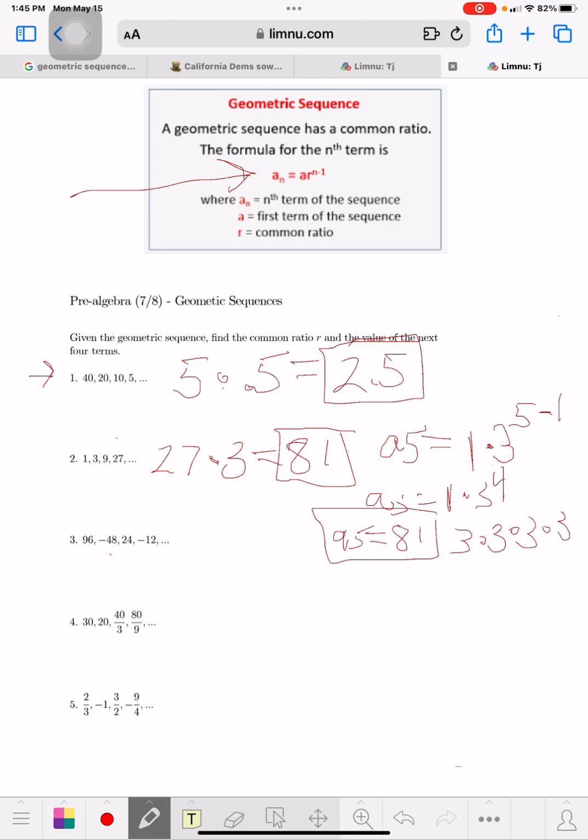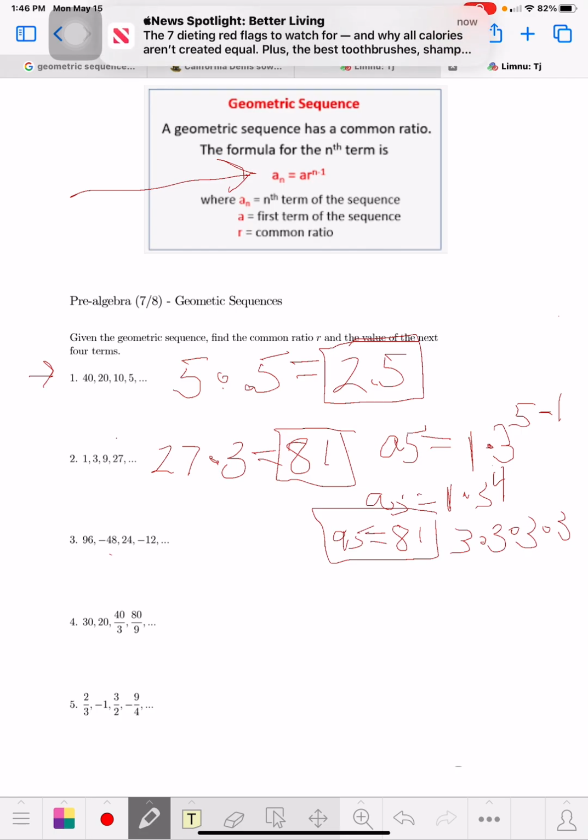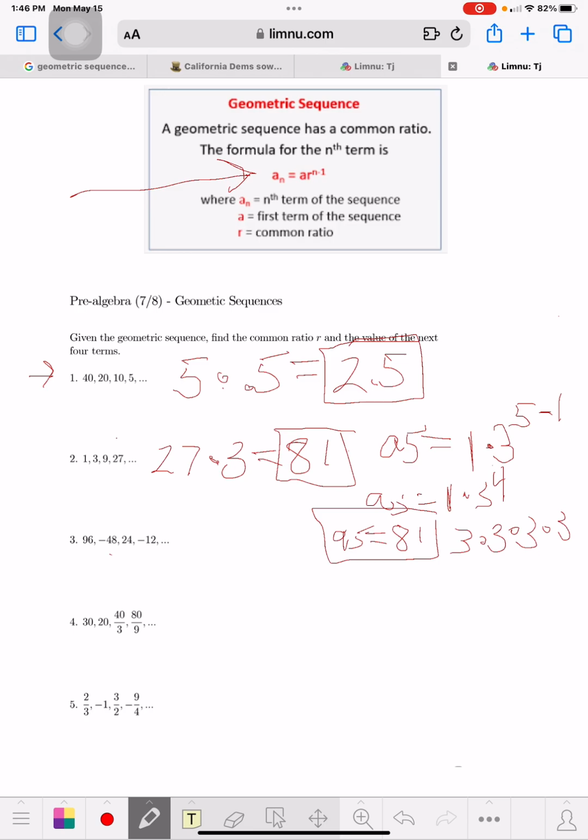I'm just going to do the next ones real quick so we can go right through them. Now, on number 3, what's the difference? So we got 96, then it goes to negative 48, then it goes to positive 24. So what would that be? So we could actually just take 96 times what number? 96 times x equals negative 48.